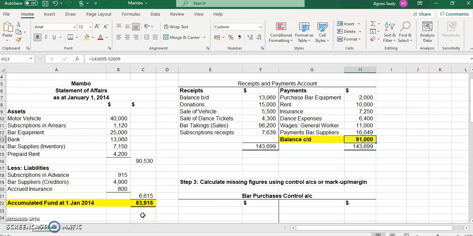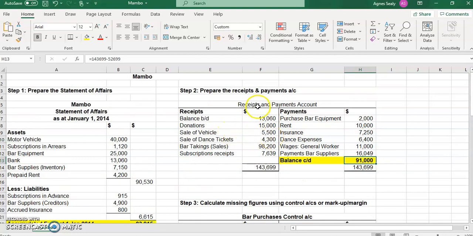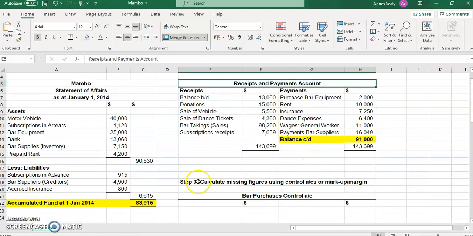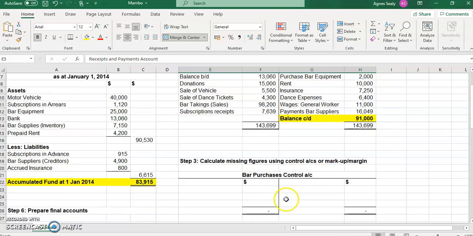Welcome back once again. In our previous video, we looked at our receipts and payment account for this nonprofit organization called Mambo. And we started to discuss our step 3, where we are going to be calculating the missing figure. And we said in that previous video that we cannot use the control accounts to calculate the missing figure on its own.